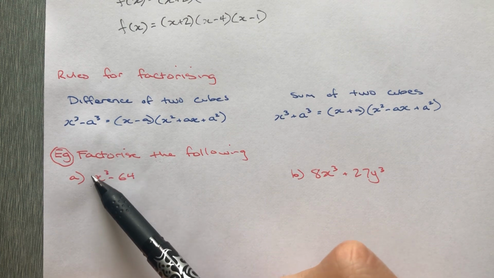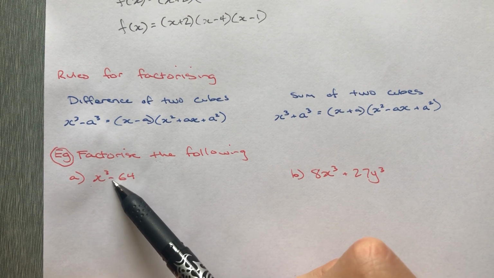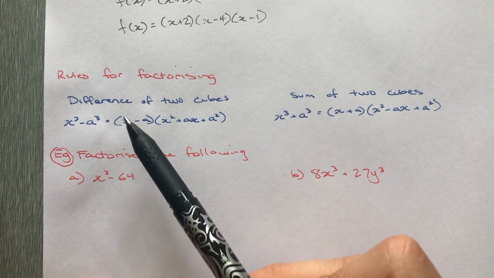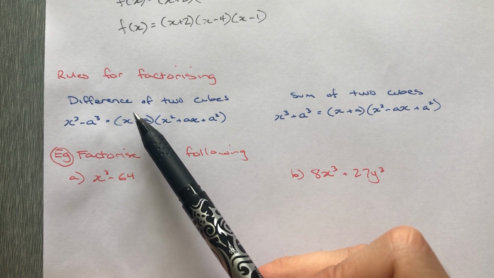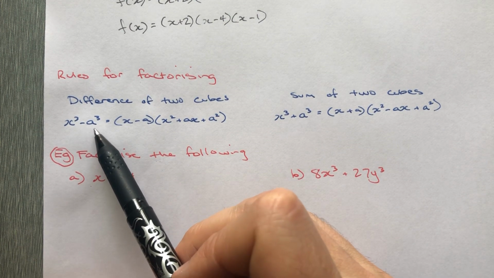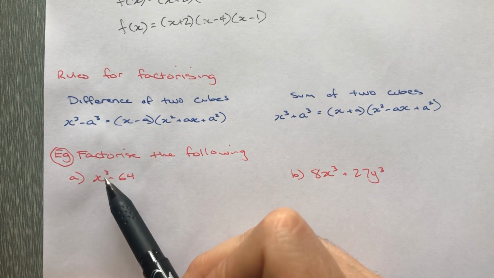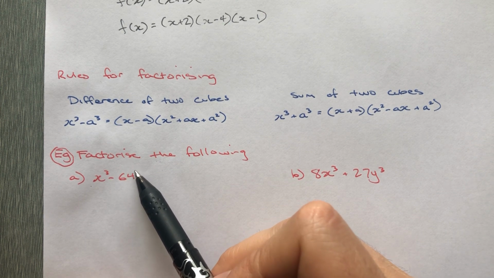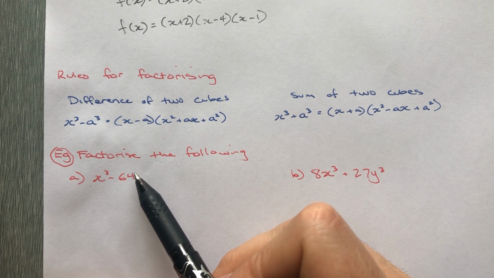Now, I just want to look at this rule here. It has a minus in the middle. If there's a minus, it can't be the sum of 2 cubes. It's got to be the difference of 2 cubes. Now, with the difference of 2 cubes, we have something cubed minus something else cubed. We've got something cubed here. 64, that doesn't have it to the power of 3 up there, does it?